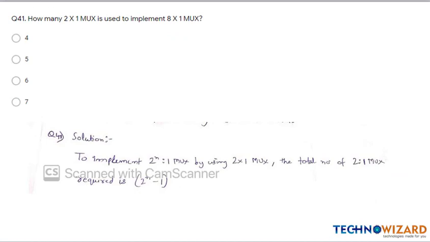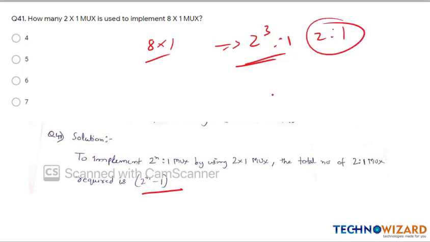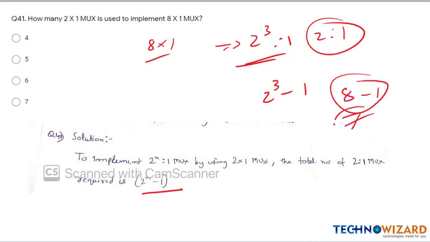How many 2x1 MUX are used to implement 8x1 MUX? Remember this: to implement 2^n x 1 MUX by using 2x1 MUX, the total number of 2:1 MUX required is 2^n minus 1. Now 8x1 MUX can also be represented as 2 to the power 3 is to 1. To implement this with the help of 2 is to 1 MUX, the formula will be 2 cube minus 1. 2 cube will be 8, 8 minus 1 is 7. Therefore, a total of 7 2x1 MUX will be needed.